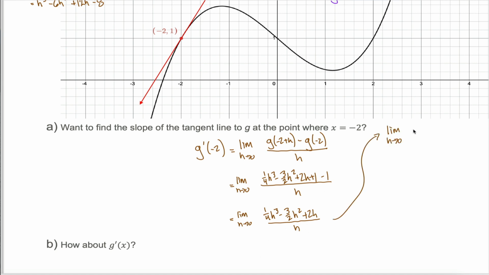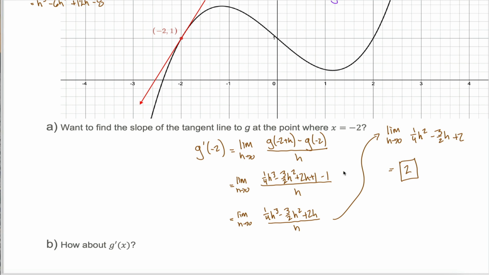What I'd be left with is 1/4 h squared, because one of these three h's cancels with this, minus 3/2 h, because one of these h's cancels with this, plus 2. What's the limit as h approaches 0 of this expression? Well, it's really easy. Just change all the h's into zeros. 1/4 times 0 squared is just 0, minus 3/2 times 0 is also just 0, plus 2. I get 2 as my answer.